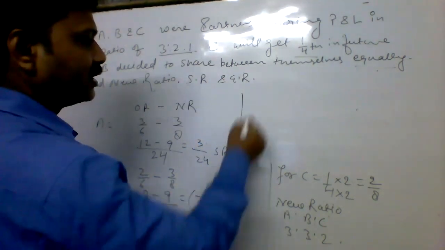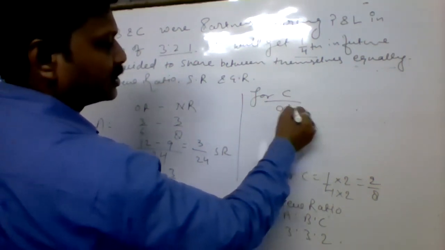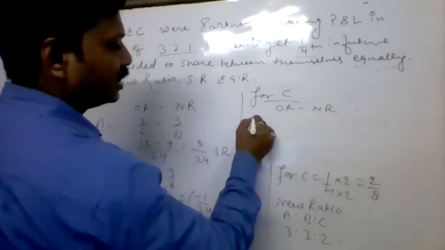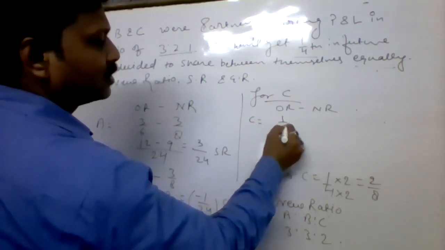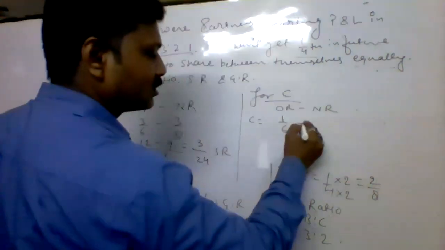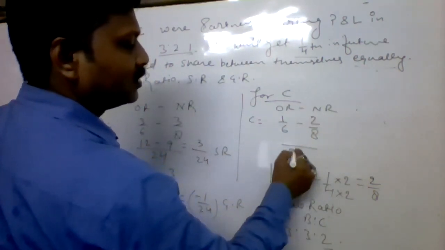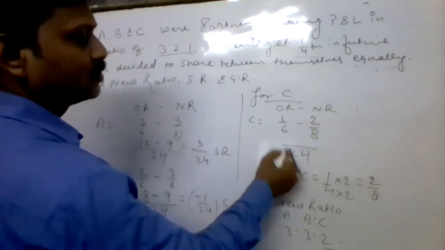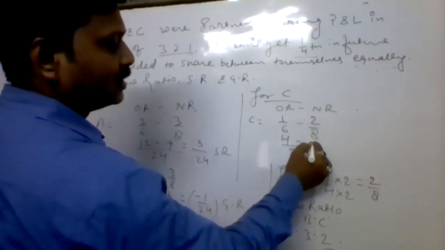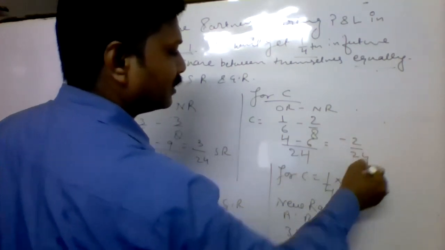Now for B. B's share was 2 by 6 old and the new is the same 3 by 8. The LCM would be 24, and 6 fours are 24, 4 twos are 8, and 8 threes are 24, 3 threes are 9. So here it is minus 1 by 24, which means B is gaining. Now for C. The old ratio was 1 by 6 and the new ratio is 2 by 8. The LCM is the same, 24: 6 fours are 24, 4 ones are 4, 8 threes are 24, 3 twos are 6. So here it is minus 2 by 24.